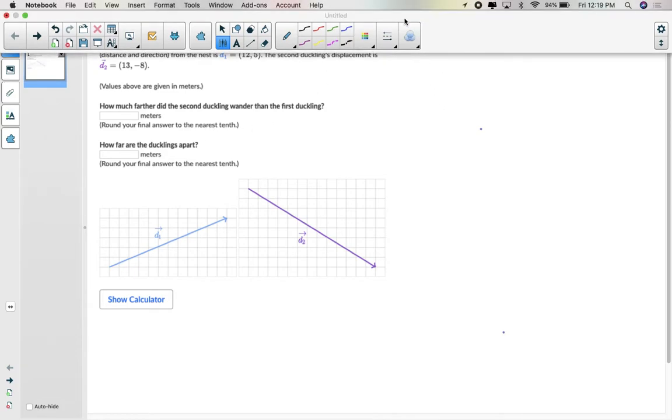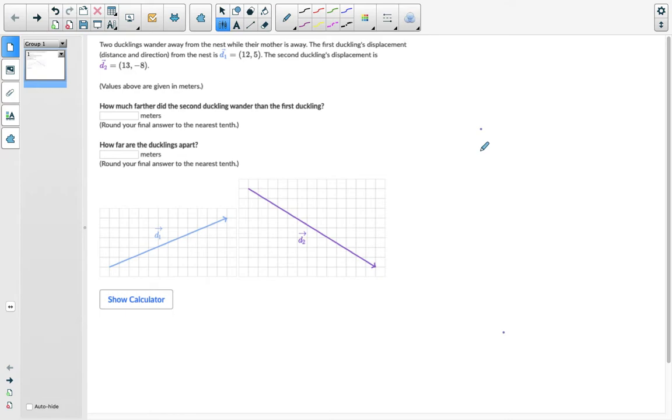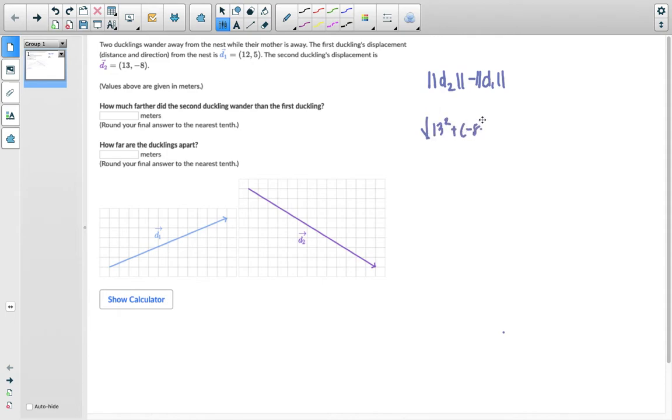So what we're doing is the magnitude of D2 minus the magnitude of D sub 1. So the magnitude for this one would be where you take the 12 squared plus 5, wrong one, where you take the 13 squared plus the negative 8 squared and do the square root of that, minus the square root of 12 squared and 5 squared.